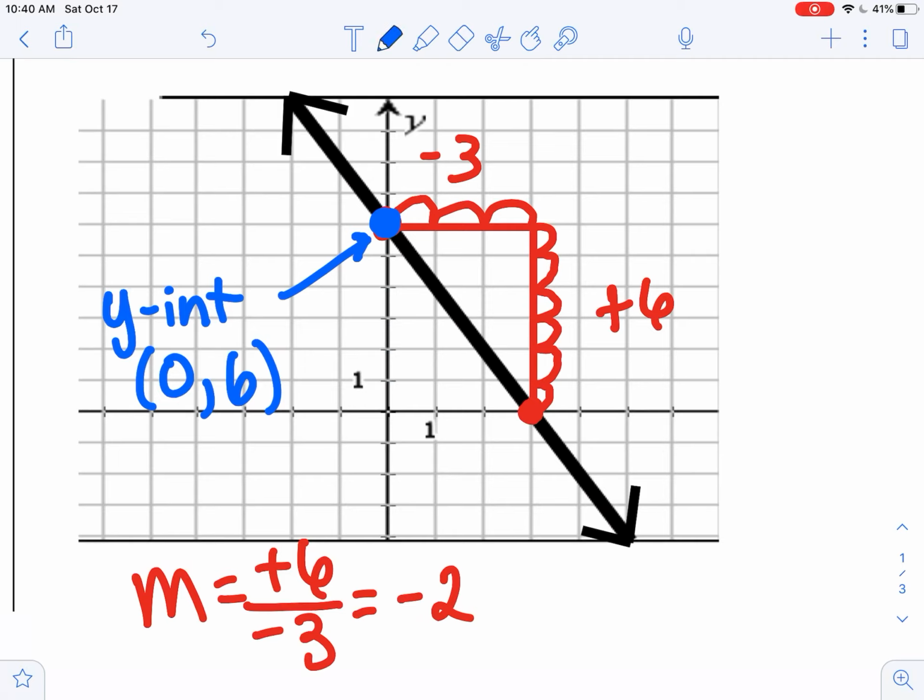All right, and then the third attribute that you're going to need to know is this guy right here. Now, if you notice, this is our x-axis. So we call this our x-intercept.